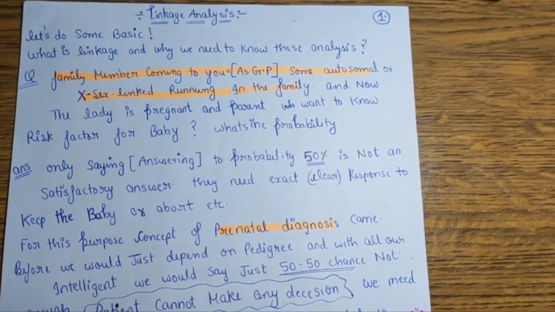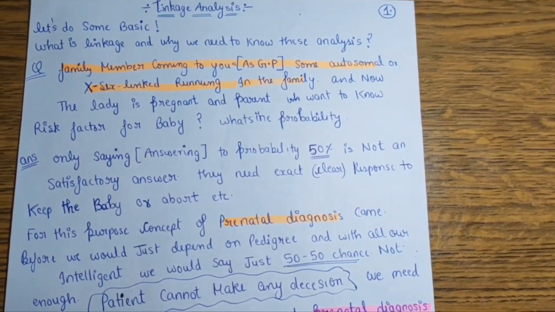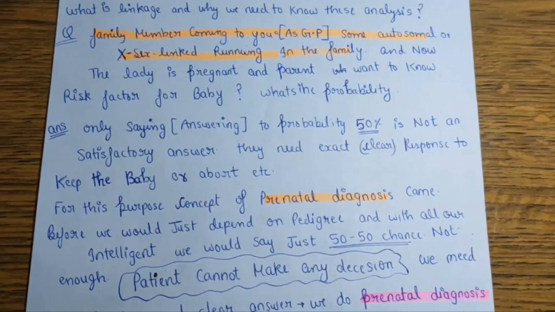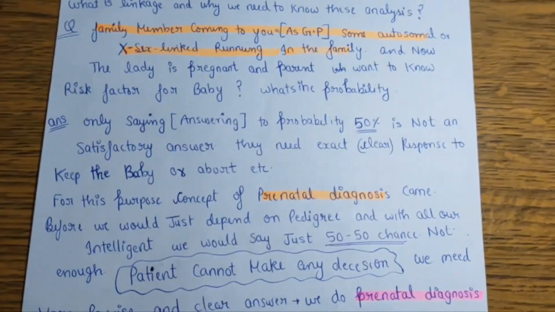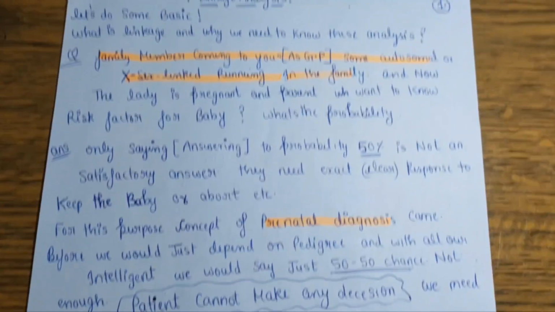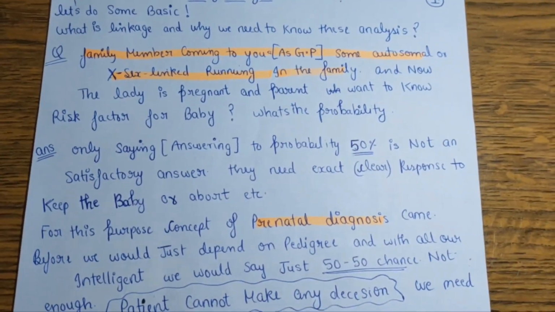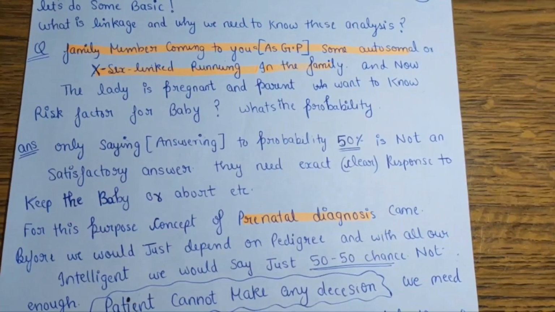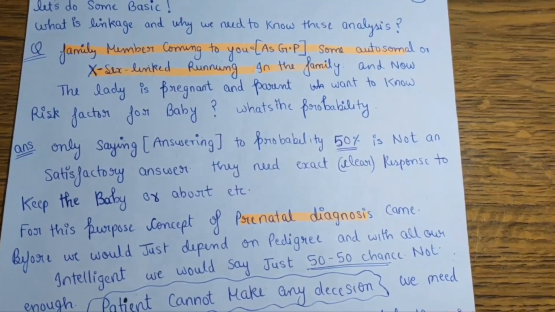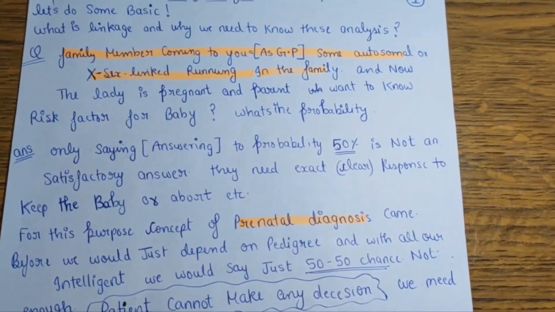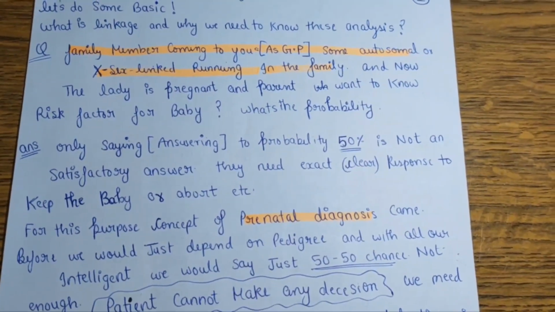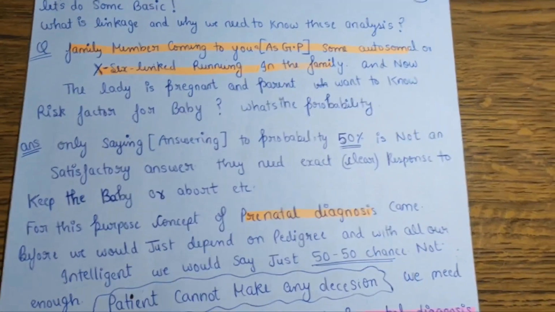So what is linkage analysis, and why do we need to know about it? For example, a couple gets married and now the woman is pregnant, and there is some kind of autosomal or X-linked or sex-linked disease running in the family. Now this couple wants to know what is the risk for their baby who is going to be born, what is the probability.